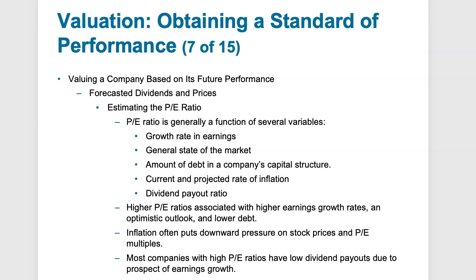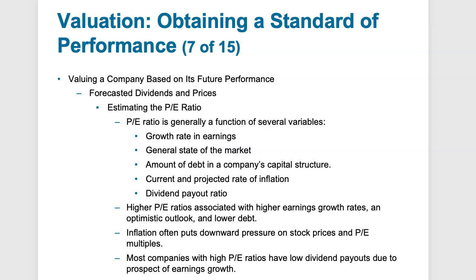The dividend payout ratio. This is how much of the earnings that the company pays out as dividends. So if a company is increasing their dividends, or increasing the amount of dividends they pay out of earnings, that's going to push the stock price higher, because the future cash flows of the company to the investor are going up as well. Okay. So the higher PE multiples are associated with higher earnings growth, an optimistic outlook for the company and the economy, and lower debt.